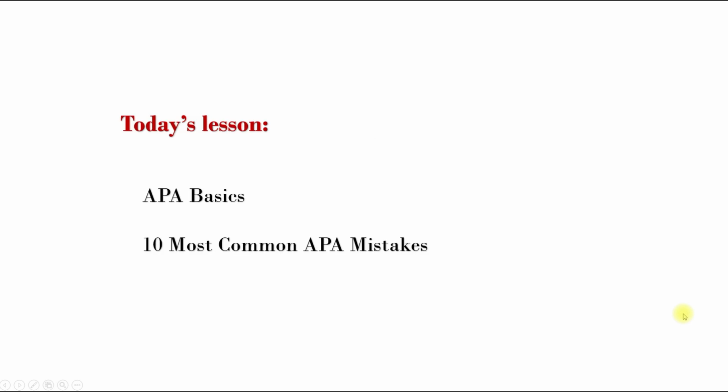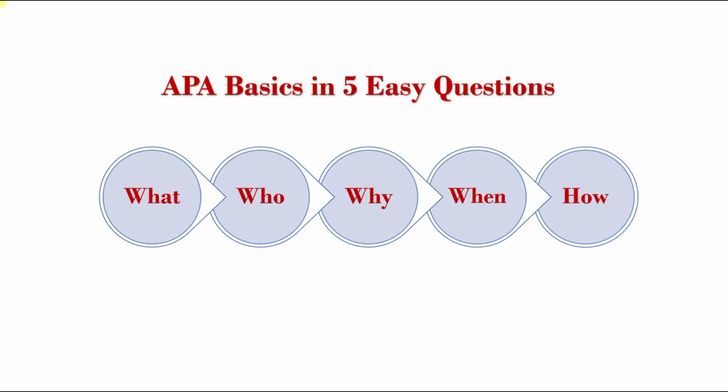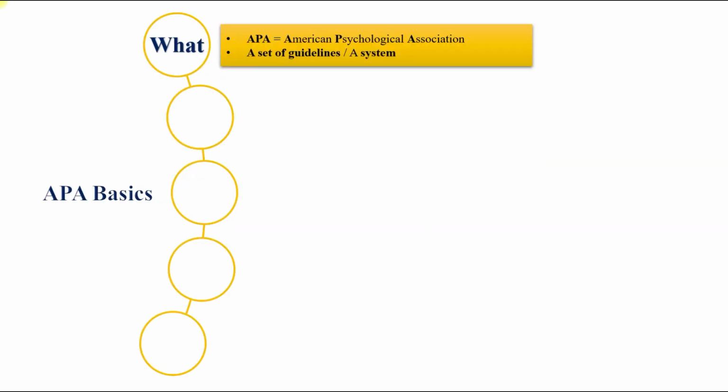In today's lesson, we're going to talk about APA basics and 10 most common APA mistakes made by students. Let's look at APA basics by answering 5 questions. What is APA? APA stands for American Psychological Association, and indeed is a set of guidelines, or we can say system, to use other sources in our papers.